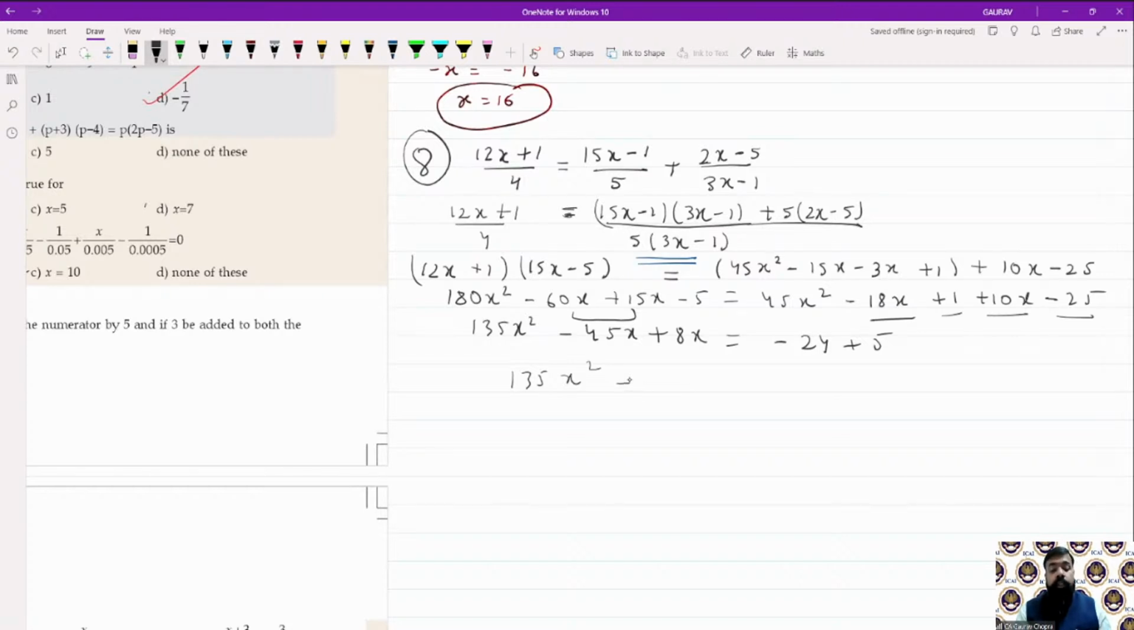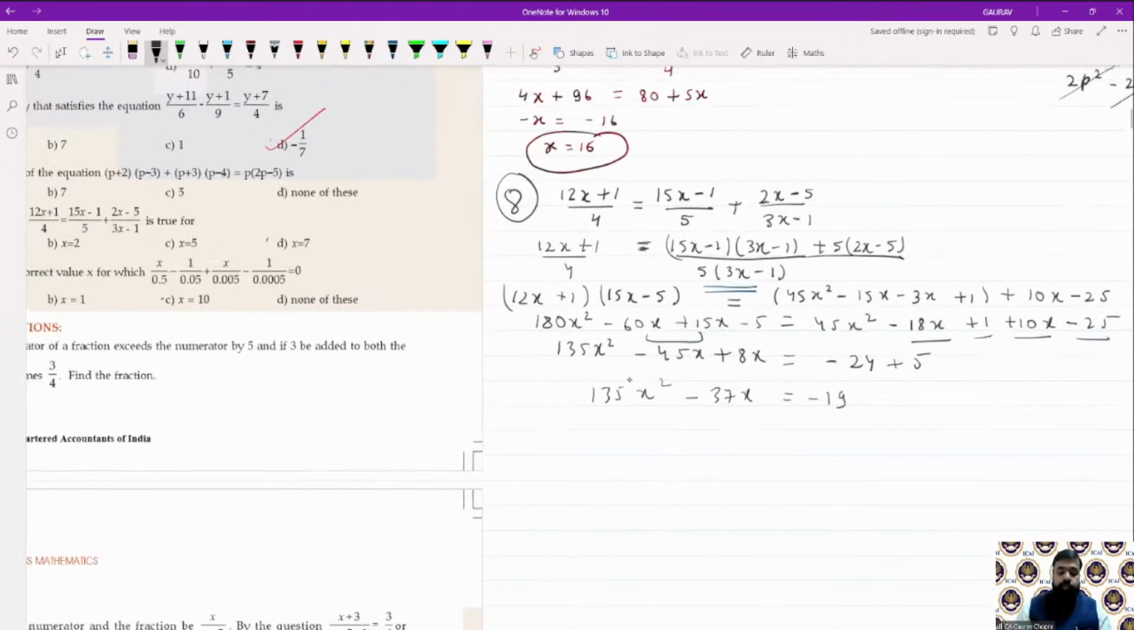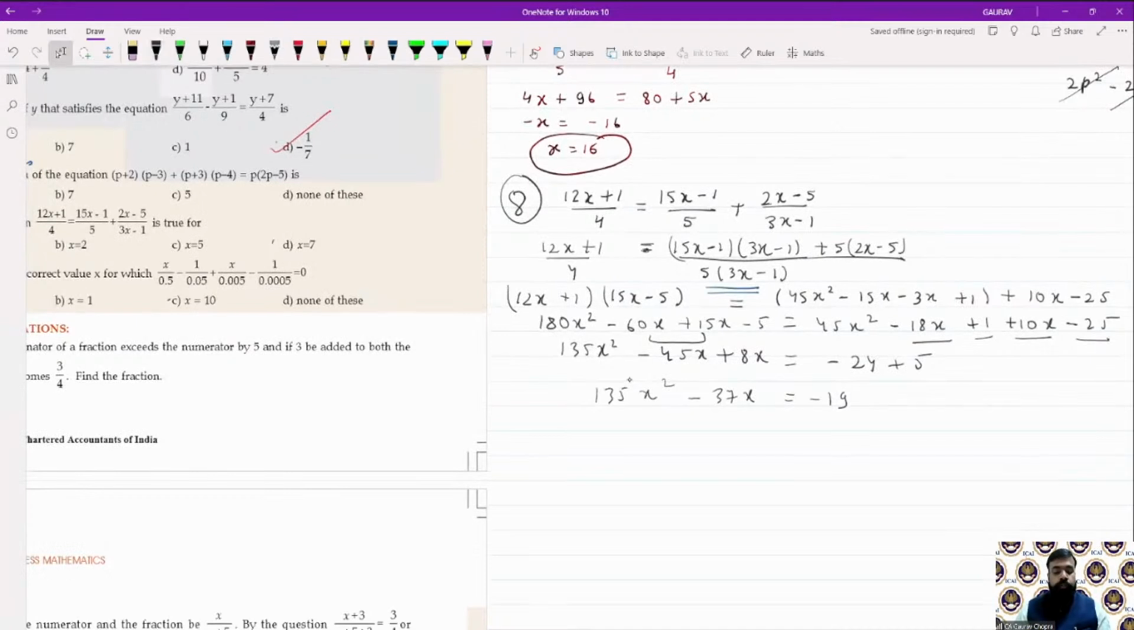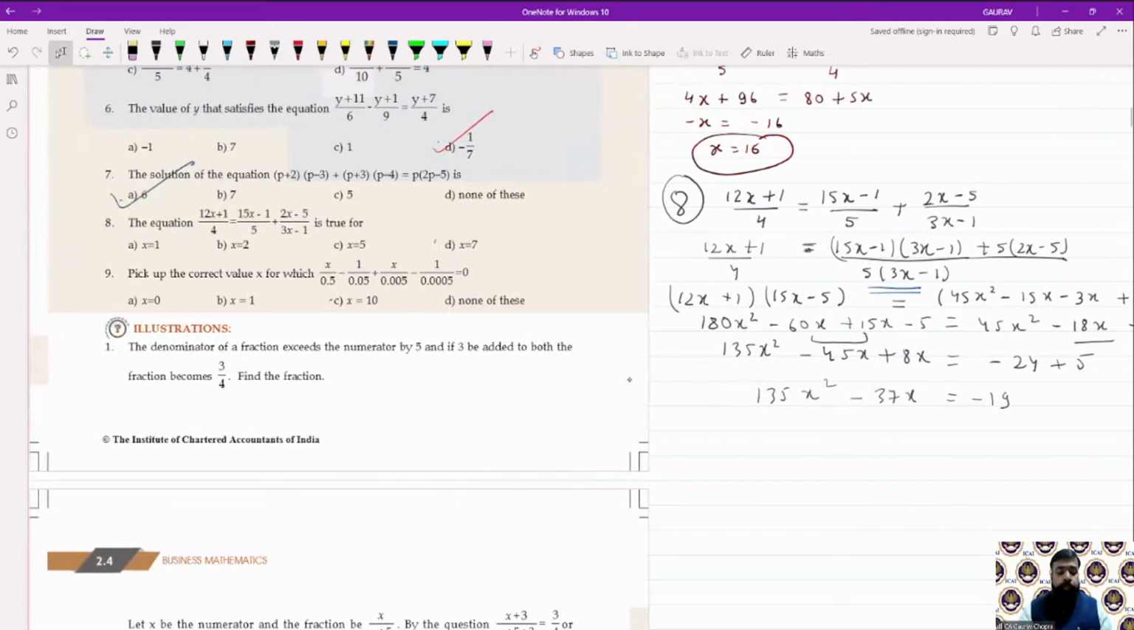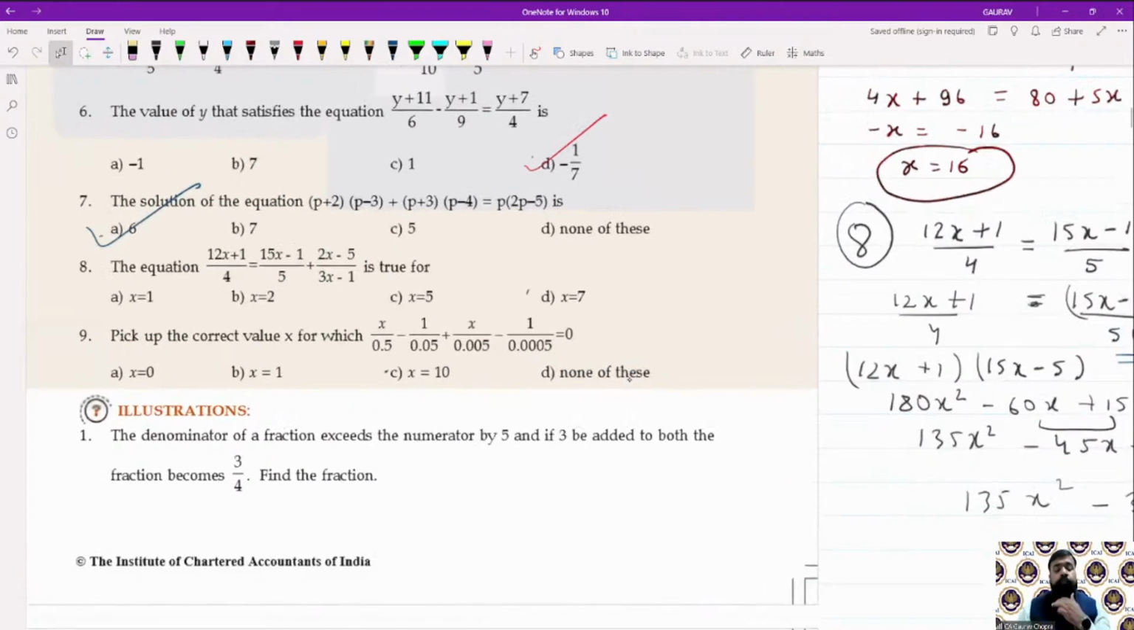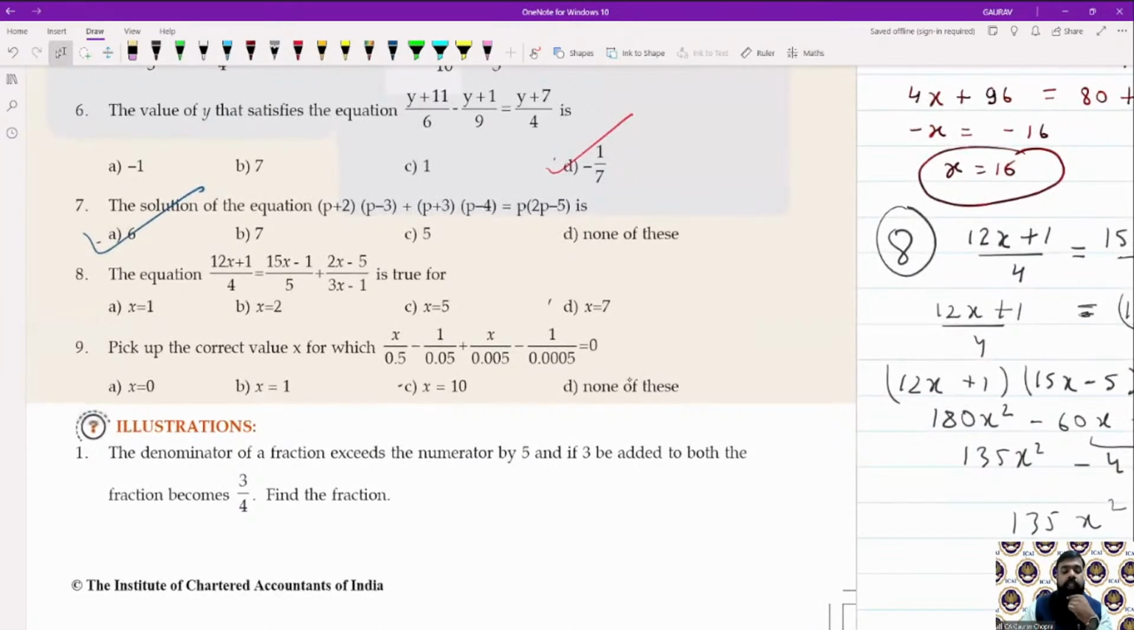Then minus 45 plus 8. It will become how much? 37x, and it is equal to minus 19. Now we have to check which one is satisfying the answer. Okay, so see, this is a very lengthy process here. Now it is better to use the options. If we use the options here, it becomes very easy to solve.